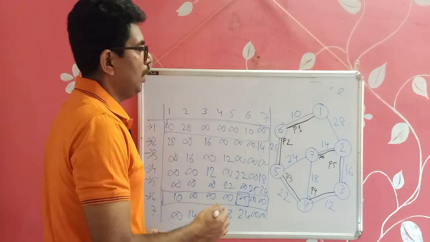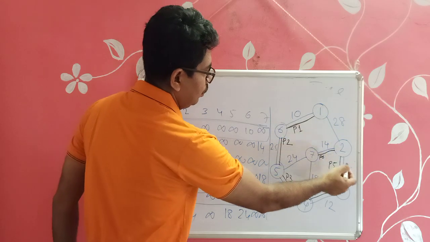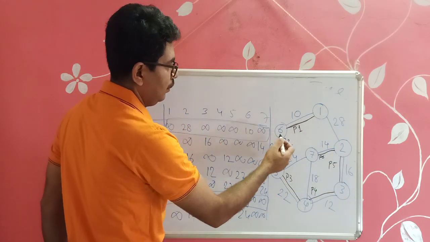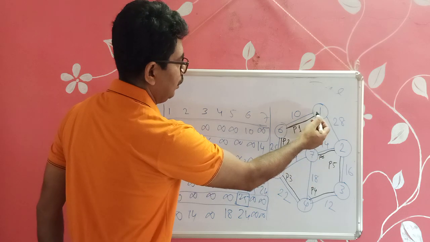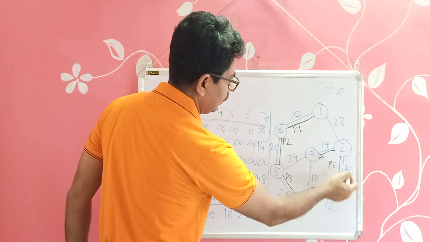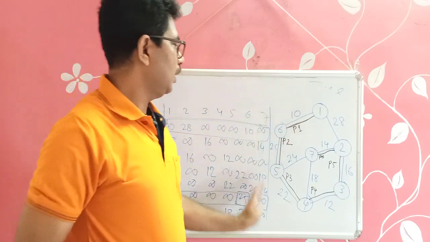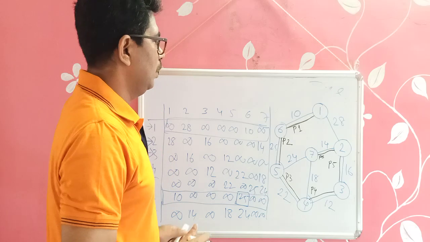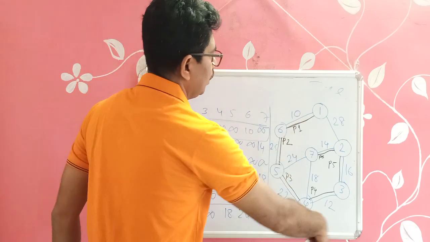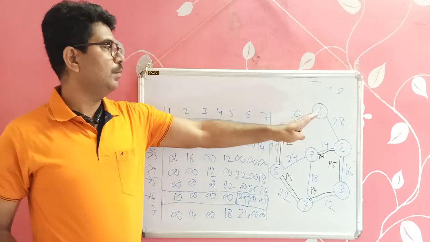Now check, we have got all the vertices connected: 1, 2, 3, 4, 5, 6 and 7. So from here we can check 1 to 6, 6 to 5, 5 to 4, 4 to 3, 3 to 2, 2 to 7. And if you check, you will find that the total sum must be the minimum among all others. So in this way Prim's works.